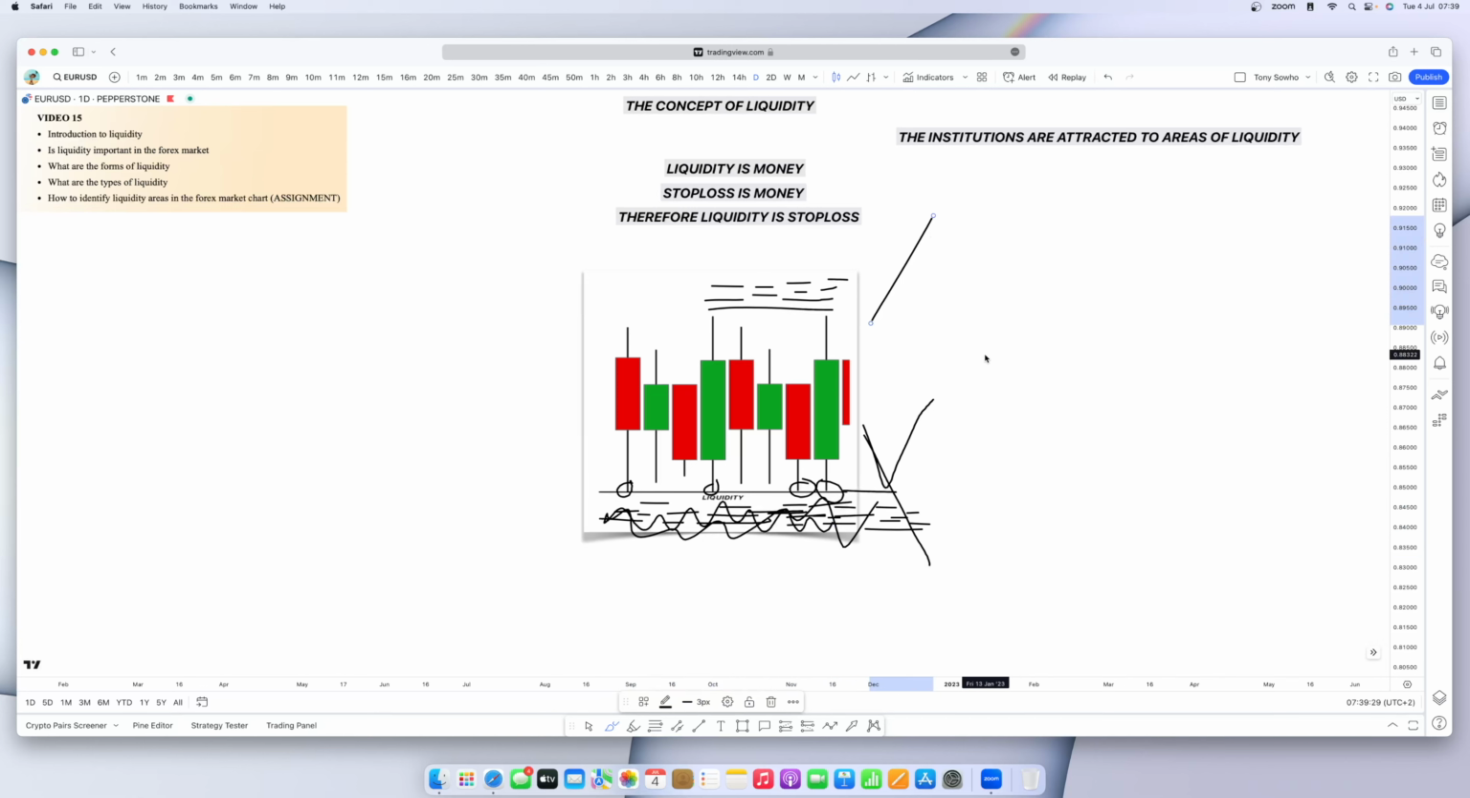So now, since you have this understanding of liquidity, I can understand what my mentor said. But now you will understand when he said that it is not advisable to buy at equal lows. It is not advisable to sell or go short at equal highs because of what? The presence of liquidity.